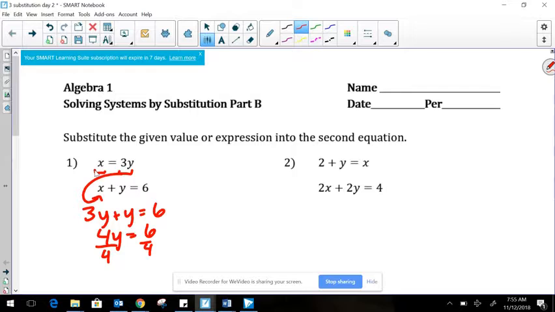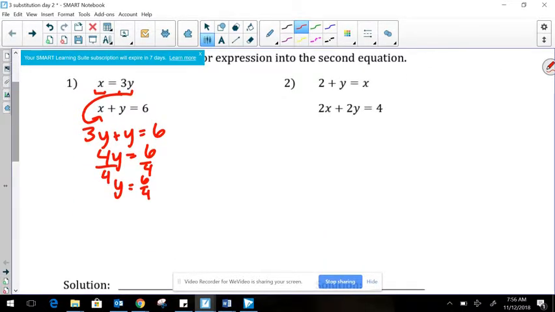Divide by the number in front of the variable. So y equals 6/4. Let's reduce that. So 6/4 would equal 3/2. Okay, so that's my first part. Now I have y equals 3/2, so I have to plug that back in to solve for x.